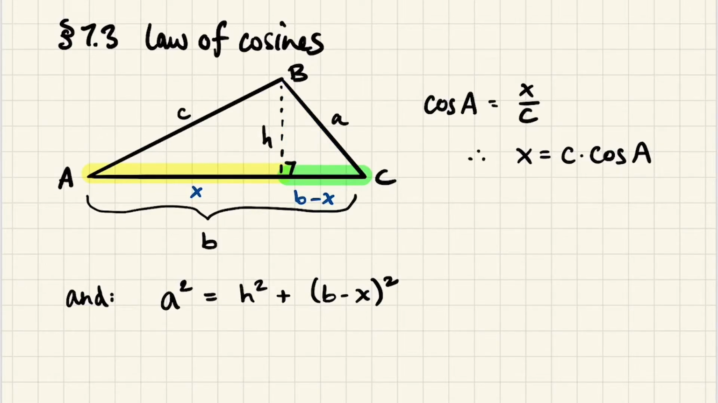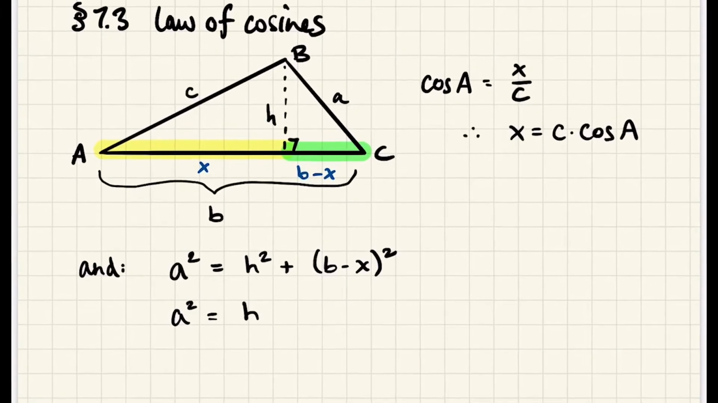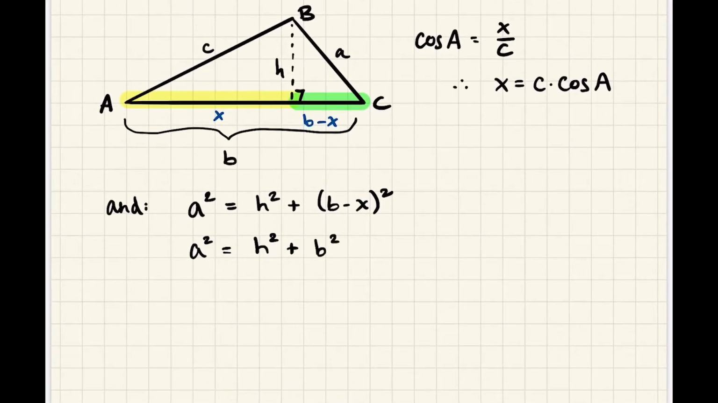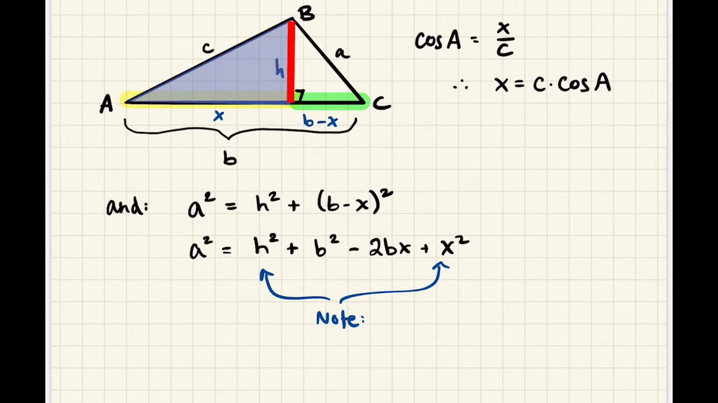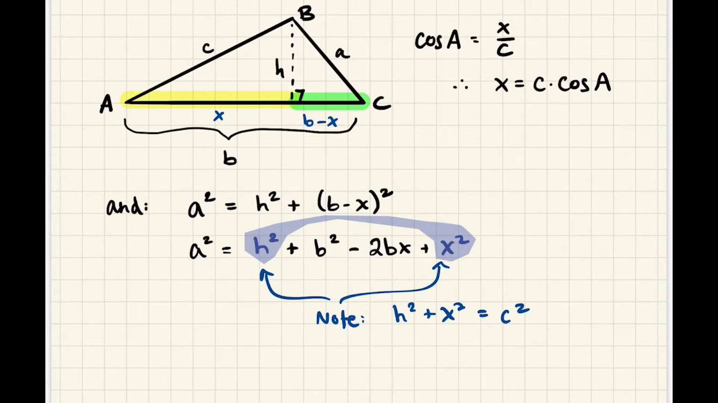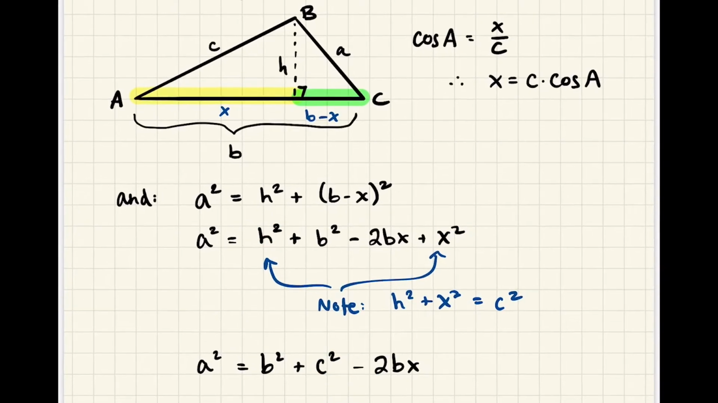All right, so let's work with this a little bit. Let's FOIL out the B minus X squared, which will be B squared minus 2BX plus X squared. Well, here we have an H squared and an X squared. And let's note also by the Pythagorean theorem that H squared plus X squared is equal to C squared, which means that we can replace H squared and X squared in our formula here with just C squared. So we are now at A squared is equal to B squared plus C squared minus 2BX.